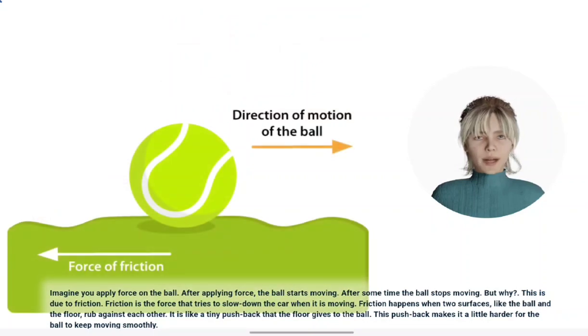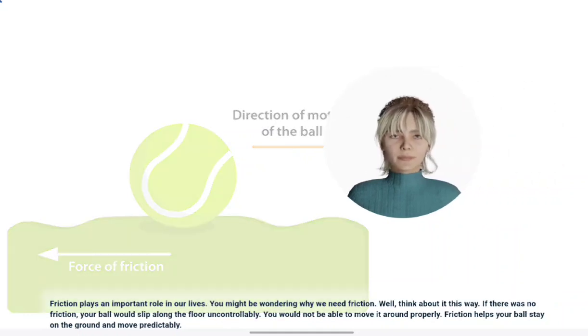Imagine you apply force on the ball. After applying force, the ball starts moving. After some time the ball stops moving. But why? This is due to friction. Friction is the force that tries to slow down the car when it is moving. Friction happens when two surfaces, like the ball and the floor, rub against each other. It is like a tiny pushback that the floor gives to the ball. This pushback makes it a little harder for the ball to keep moving smoothly.